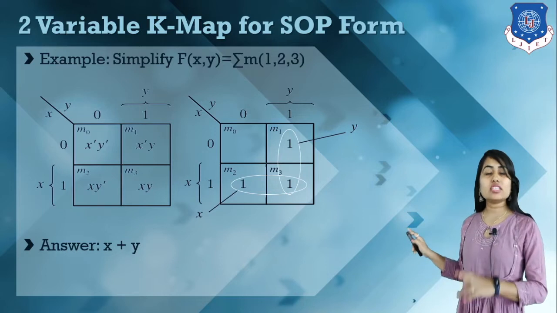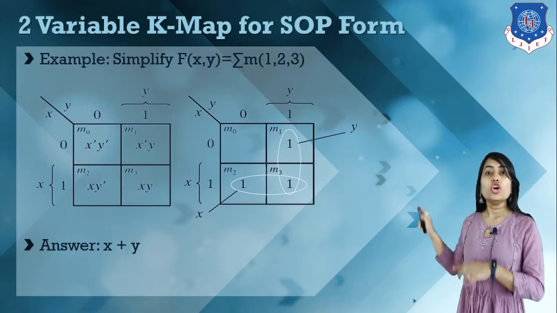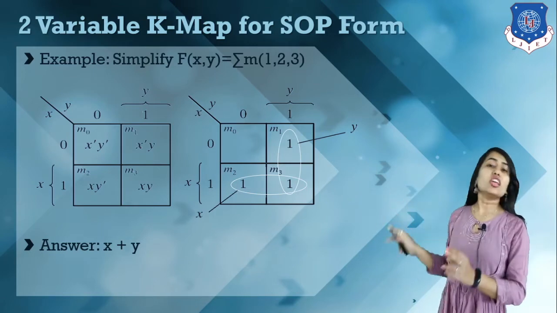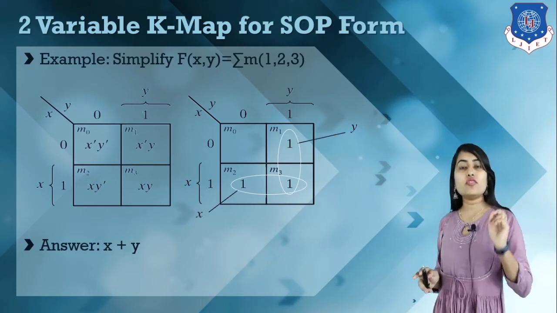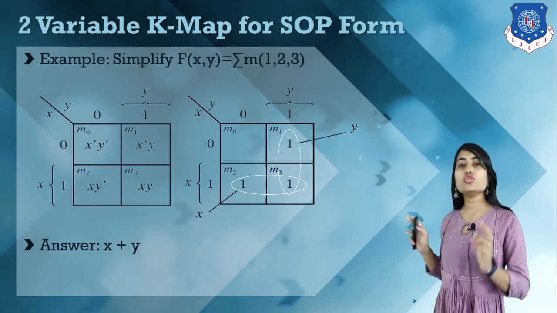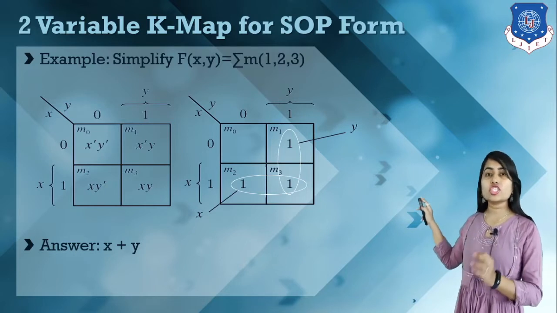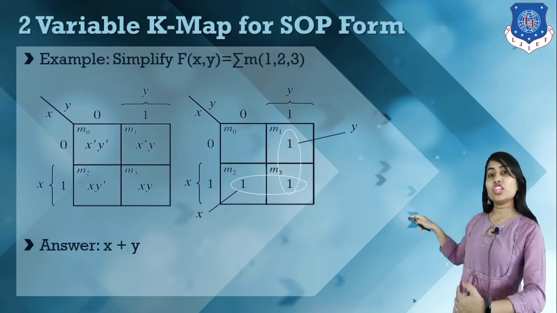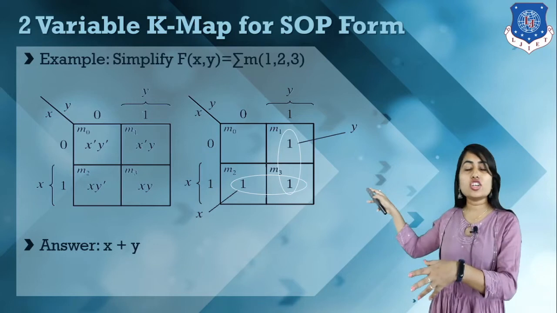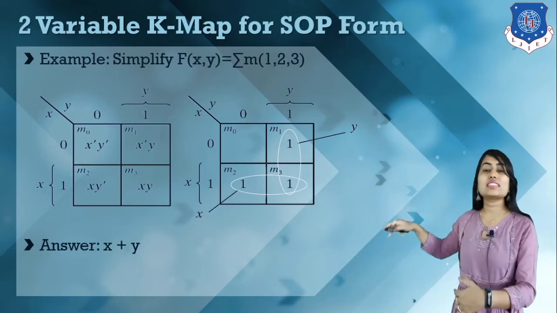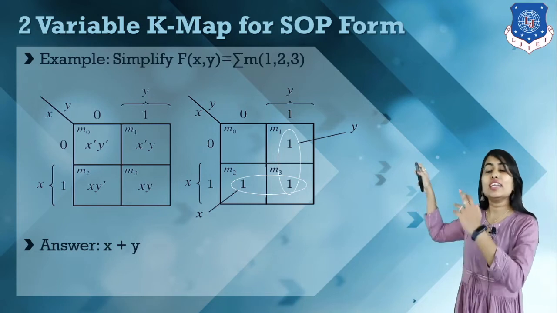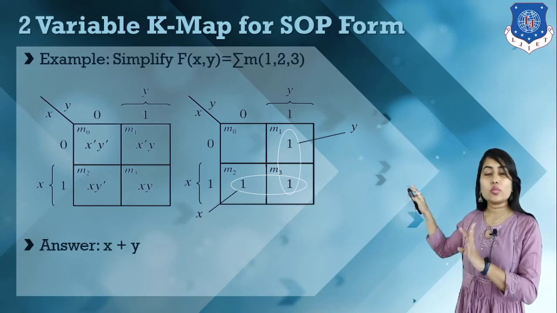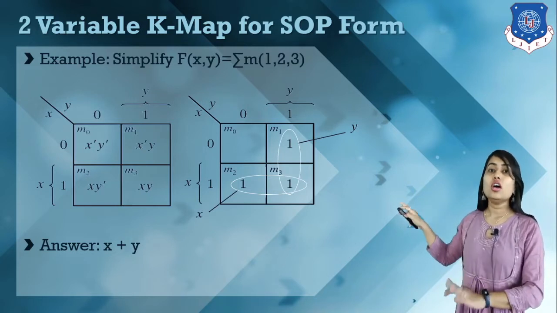How do we write the logical function for each individual group? See in both directions, horizontal and vertical: whenever we have a common value, that common value is the logical function of that group. For example, for this group of 1 and 3, in the horizontal direction x is equal to 0 and x is equal to 1, so there is no common value. But in the vertical direction, for both conditions we have a common value, y is equal to 1. That means the function of this group is y.